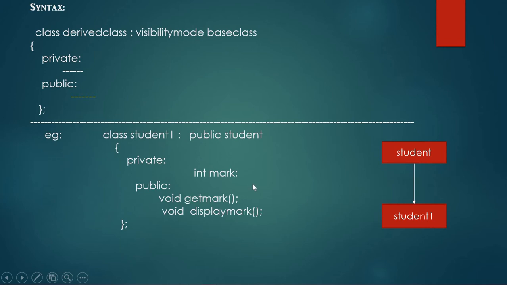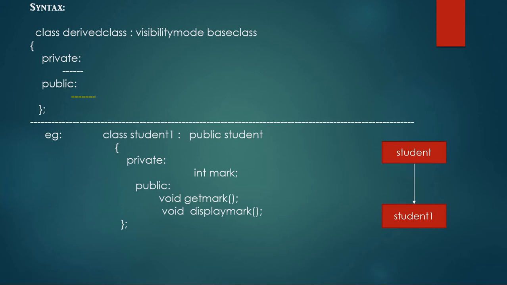See, you can consider one example. See here, Student and Student1. Here, which is the base class? Student is the base class. Student1 is the subclass or derived class. Here, Student1 is deriving from the class Student.